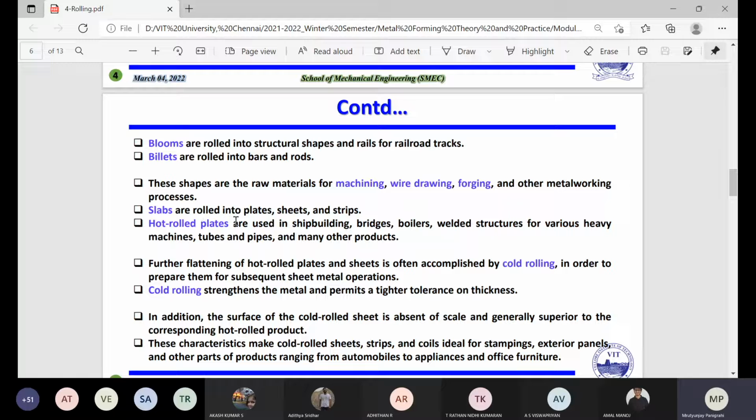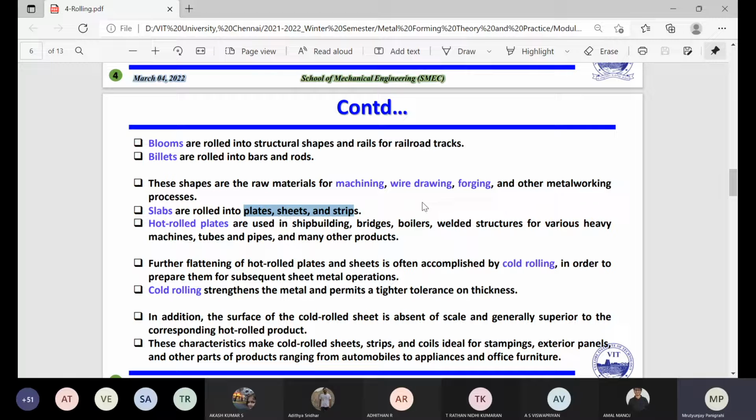And the slabs are rolled into plates, sheets, and strips. These three things you also have to understand: what is actually a plate, what is a sheet, what is a strip. Because we use the same terminology in our daily life, but we do not know exactly what the plates are, what the sheets are, and what the strips are. The hot roll plates are used in shipbuilding, bridges, boilers, and welded structures.